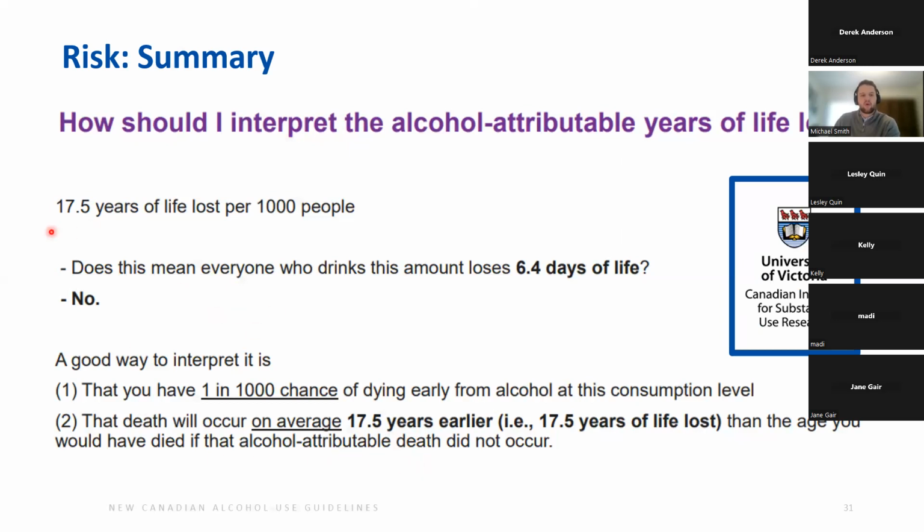So this level, the 17.5 years of life loss, does not mean that everyone who drinks loses 6.4 days of life, but it's that you have a 1 in 1,000 chance of dying early. And of all the deaths that occur due to alcohol use at that level, that will occur 17.5 years earlier.